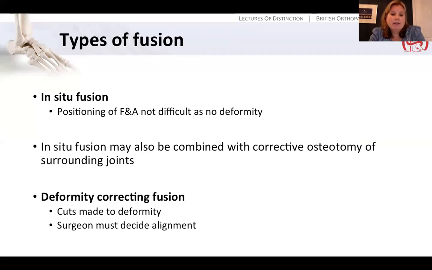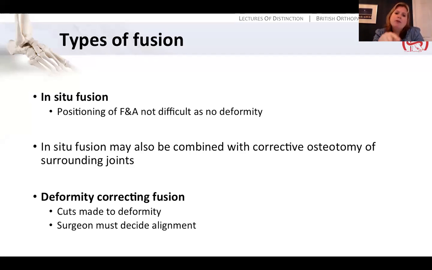So you have an in situ fusion, and this applies to all of foot and ankle, an in situ fusion where you have easy positioning because there's no deformity and you're literally fusing arthritic joints in the position they are. Very occasionally, you might need to do an in situ fusion and do a corrective osteotomy, say of the heel, to help align the foot shape. I wouldn't worry about that too much right now because that's more for complex deformity correction, but just to let you know, you can use those in combination for bigger deformities.